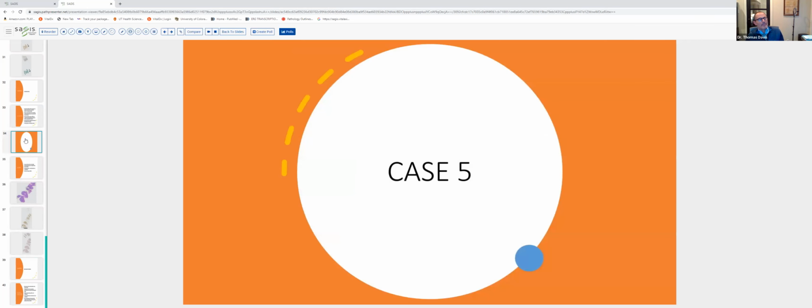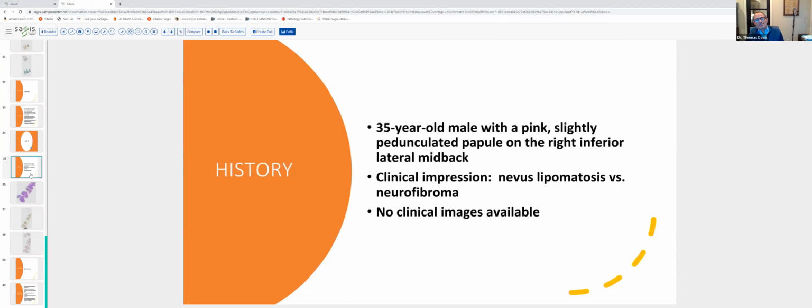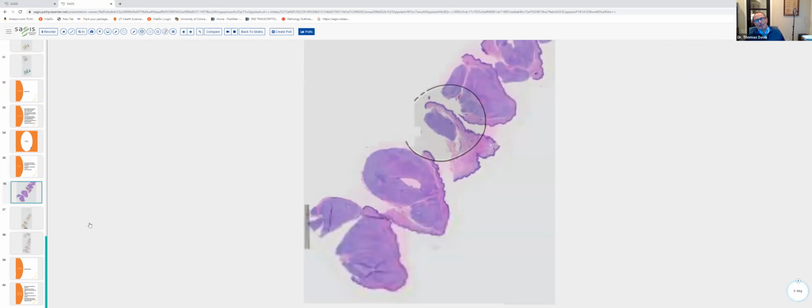Case number 5. Case number 5 is a 35-year-old male. Unfortunately, no clinical images were available. The patient had a pink, slightly pedunculated papule on the right inferior lateral mid-back, and the clinical impression was that of nevus lipomatosus versus a neurofibroma.